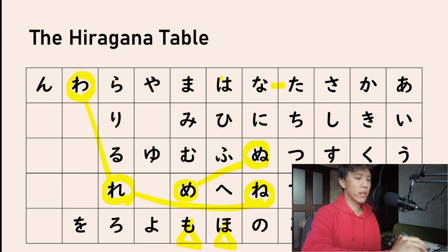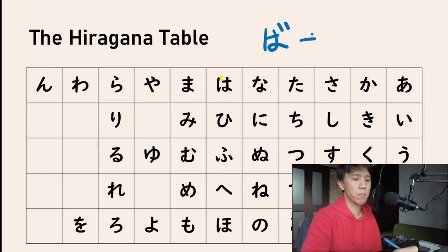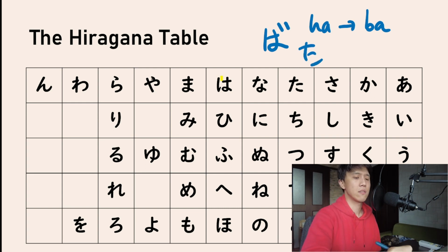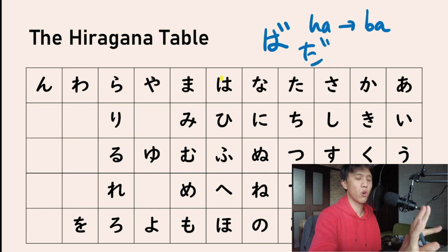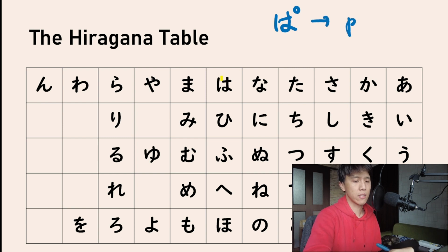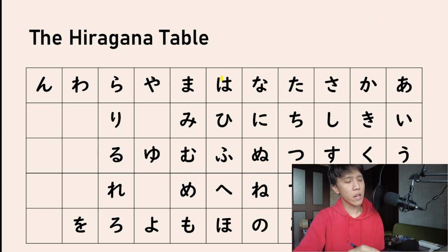So this is the basic one, and in the next video, I'll teach you some of the symbols. For example, we got the ten-ten. If you put ten-ten on ha, we get ba. Or ta with ten-ten becomes da. We also have maru, which if we put with ha, becomes pa. So the sound changes like that. And other symbols and sounds I will teach you in the next video.